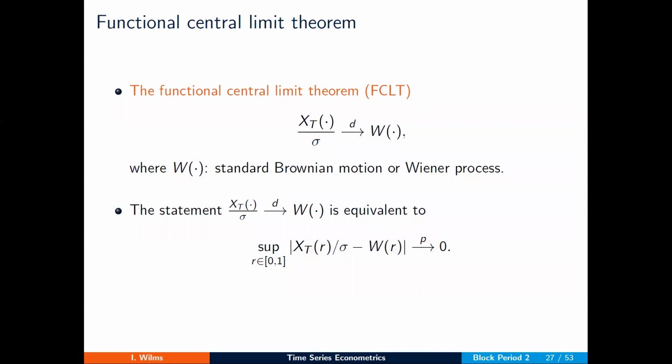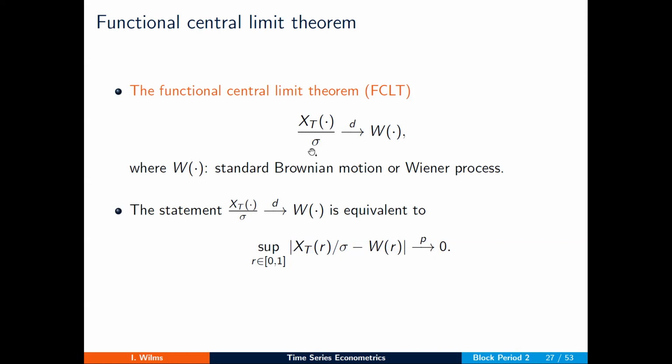And we will make use of yet another device that you have seen in stochastic processes, namely the functional central limit theorem. What does this theorem tell you? Well, the functional central limit theorem tells you that our random function X_T scaled by sigma converges in distribution to a standard Brownian motion or a Wiener process.